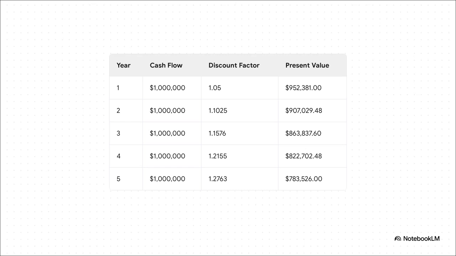This is the magic. Just look at that present value column. That $1 million we get in year 1, it's worth about $952,000 today. No big surprise. But look at year 5. That same $1 million 5 years from now is only worth about $783,000 today. See how the value shrinks? The further out the money is, the less it's worth to us right now.